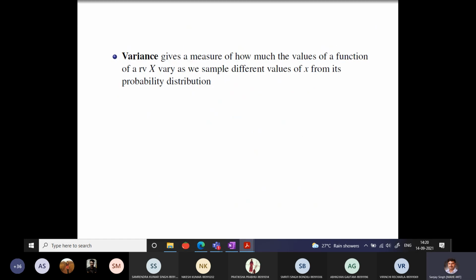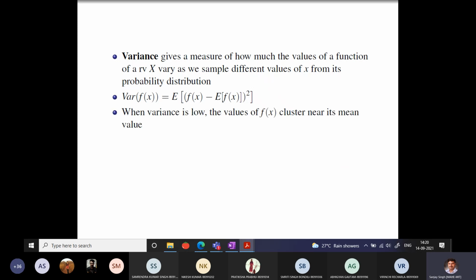The variance gives a measure of how much the value of a function of a random variable varies as we sample different values of x from its probability distribution. We want to know how much variation will happen, and when the variance is large, there is a lot of variation in the values. The variance of f(x) is formally defined as the expectation of the square of f(x) minus its expectation, that is, f(x) minus its mean, squared, and then the expectation of that. This is the definition of variance.